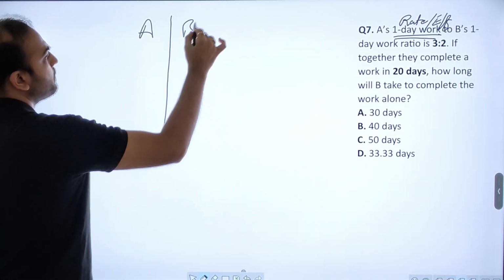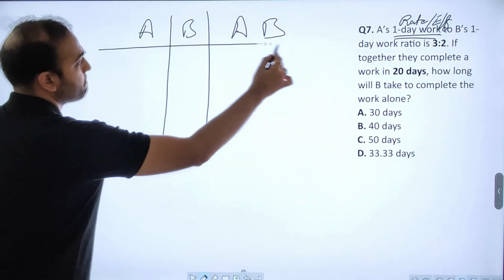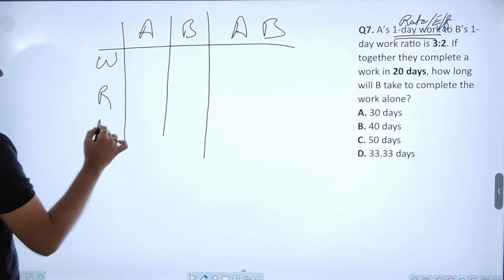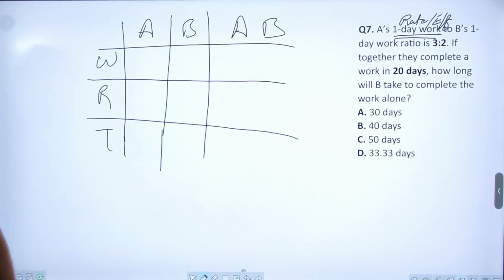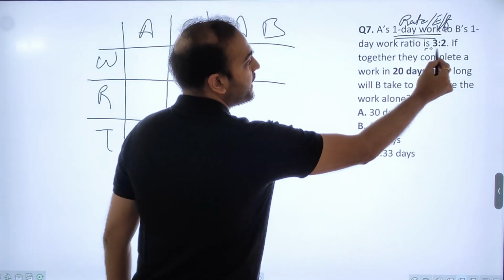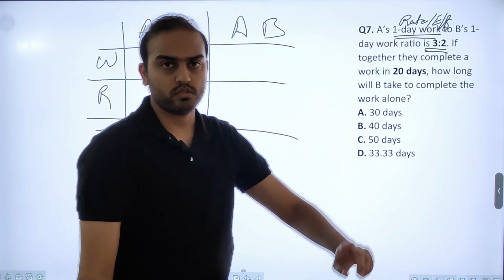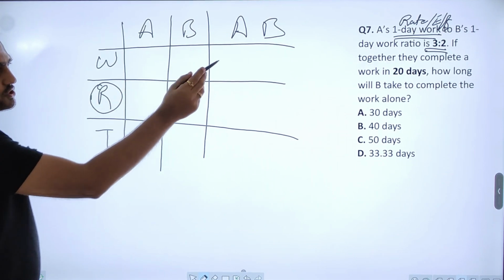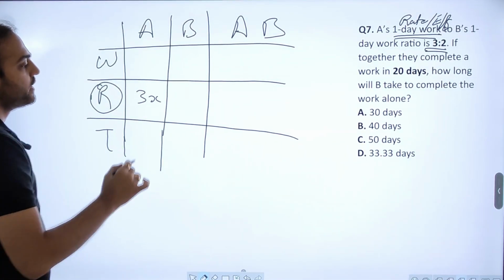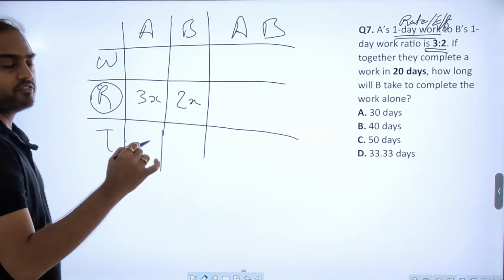two people, A, B and again AB. Work, rate, time, right? Let's again fill all the information that is given to us. From line number 1, I know the ratio of their efficiency is 3:2. Efficiency or rate is written here. If the ratio is 3:2, we can write efficiency of A is 3x, efficiency of B is 2x.